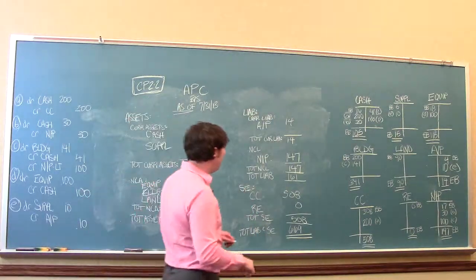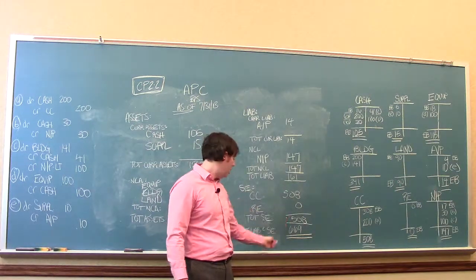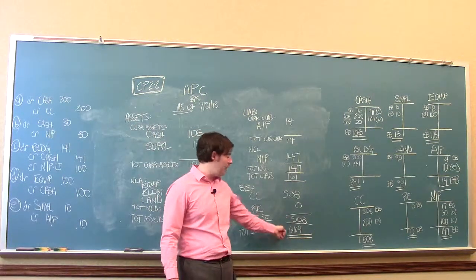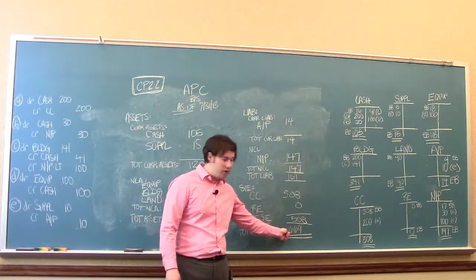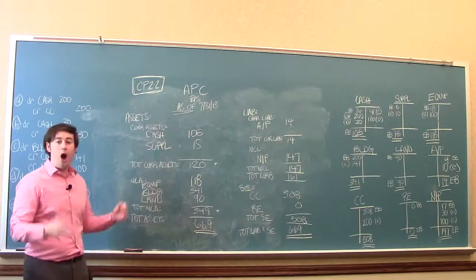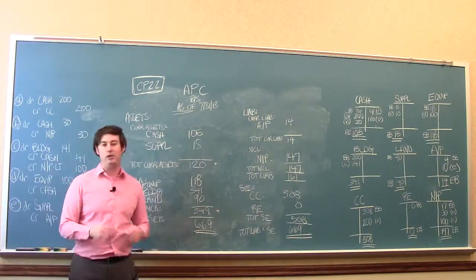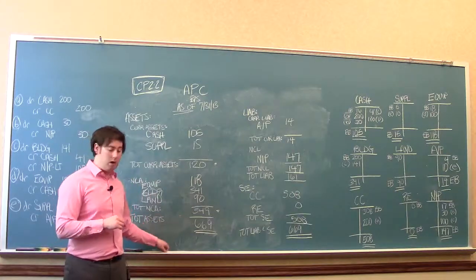When we add these up, the total liabilities plus the total stockholders' equity here, we get total liabilities and stockholders' equity. Notice that this $669,000 agrees to this $669,000. Our balance sheet is in balance, and that's important. If it is not in balance, you know that you've made an error, okay?